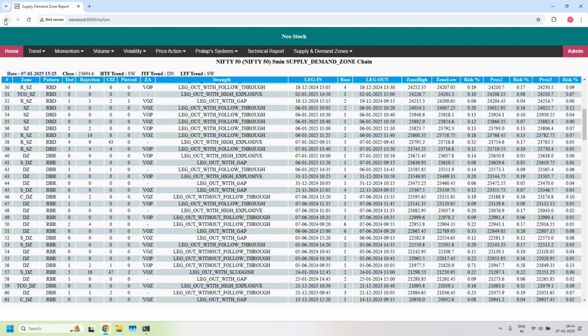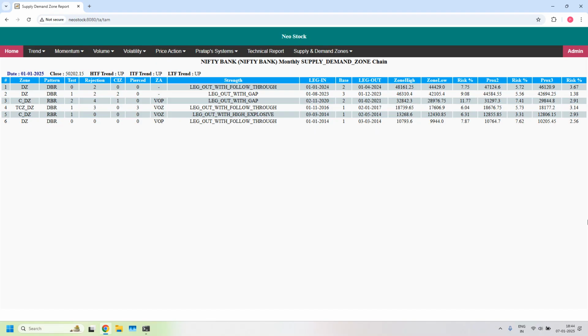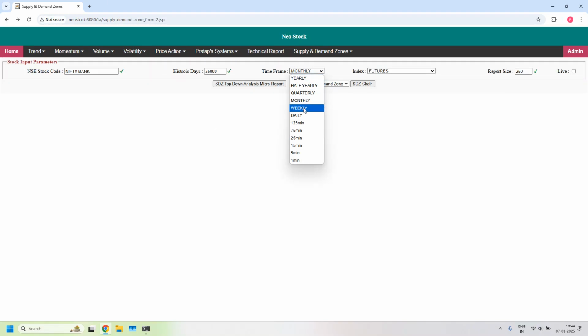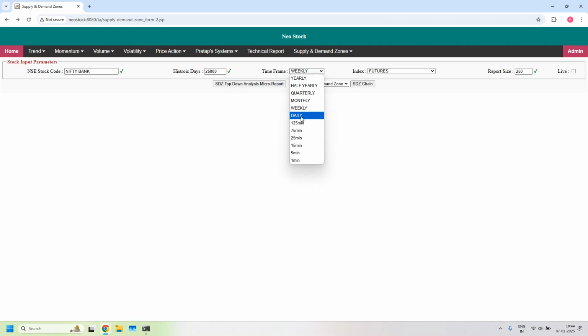Next, I will generate BANKNIFTY supply demand zone chain. That is nothing but Nifty Bank. Generating BANKNIFTY monthly supply demand zone chain. Next, weekly supply demand zone chain for BANKNIFTY. Next, daily supply demand zone chain for BANKNIFTY.